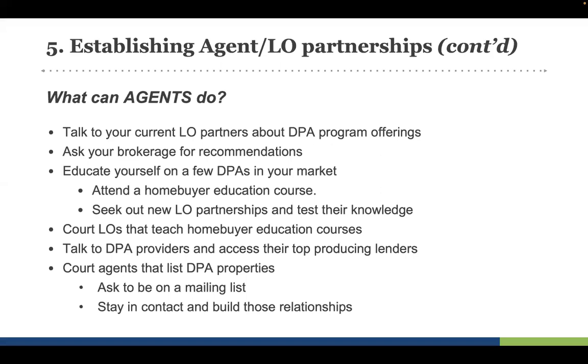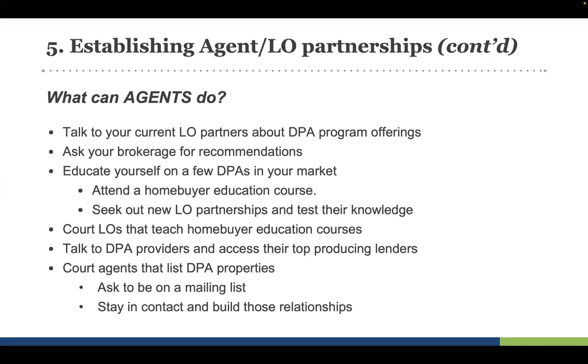And if you have become familiar with some of those DPA programs, test the knowledge of the LOs. Give them a quick test. Nothing wrong with that. Also, agents, court loan officers that teach homebuyer education classes or first-time homebuyer seminars. They are highly likely to offer down payment assistance.